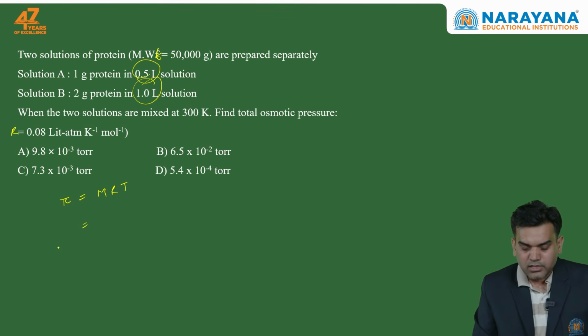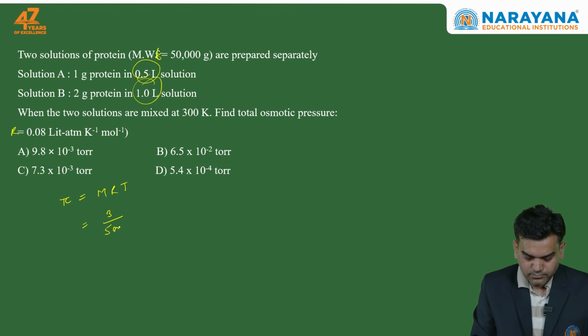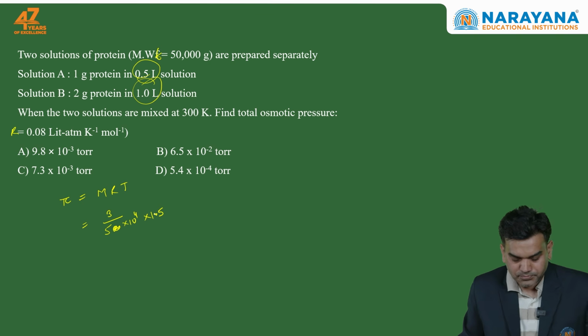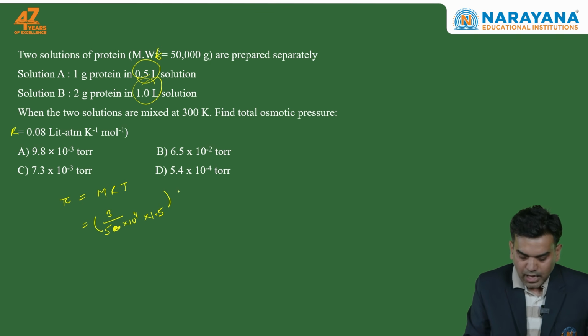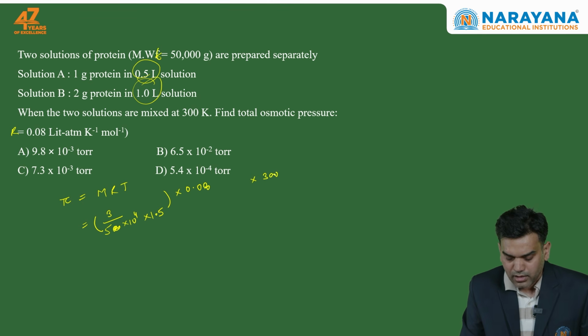In the total solution, the number of moles of protein is 3 by 50,000. So I can take 3 by 5 into 10 to the power 4 divided by the total volume of solution, which is 1.5 liters. This is already in liters, so I need not multiply by the 1000 factor. So this is the molarity. R they have given 0.08. I'll leave some space that I'll tell you later. Multiply with the temperature. The temperature they have given is 300.